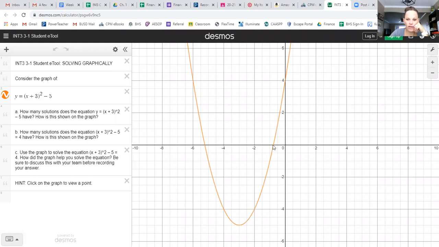So if we go here, like this point is a solution, all of these points, even if they're not whole numbers, all of these are solutions. Every single ordered pair that's on this graph is a solution, because if I plug in x and y, it's going to make it true.